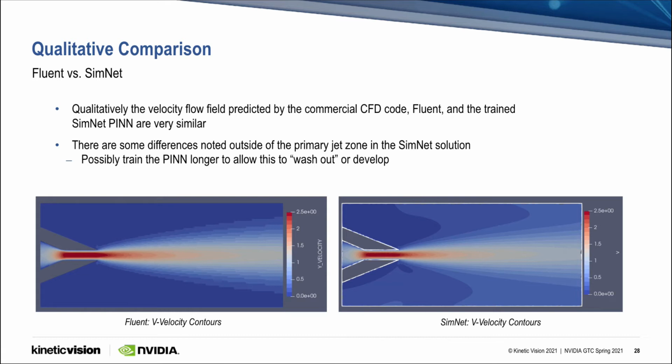So qualitatively, we did a comparison, and quantitatively, we also made a comparison with the commercial code Fluent. In the bottom left, the velocity contours generated by the Fluent solution, set up identically from a geometry and physics standpoint as SimNet shown at the bottom right, look very similar. One thing to note is that the velocity contours in the SimNet trained neural network did exhibit some non-zero velocities on the outboard sections of the jet. This is quantitatively compared in the next slide.